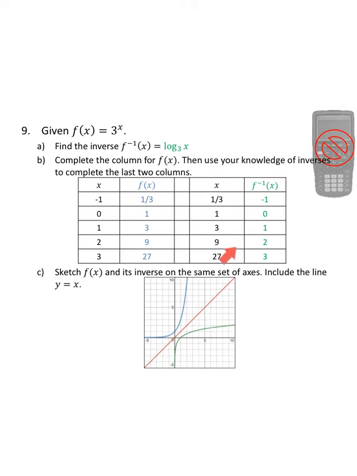We can fill in our table of values. Inverse, we just switch x and y's. Once we have some points, you can all plot a graph. Good work.